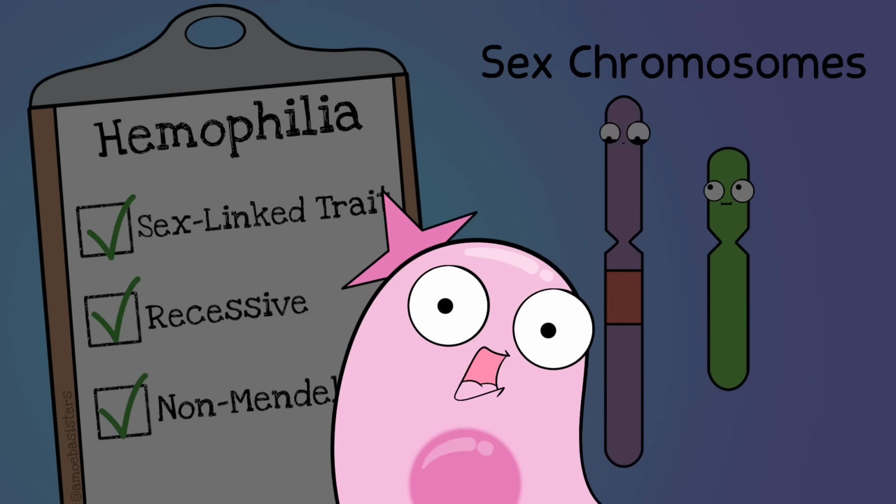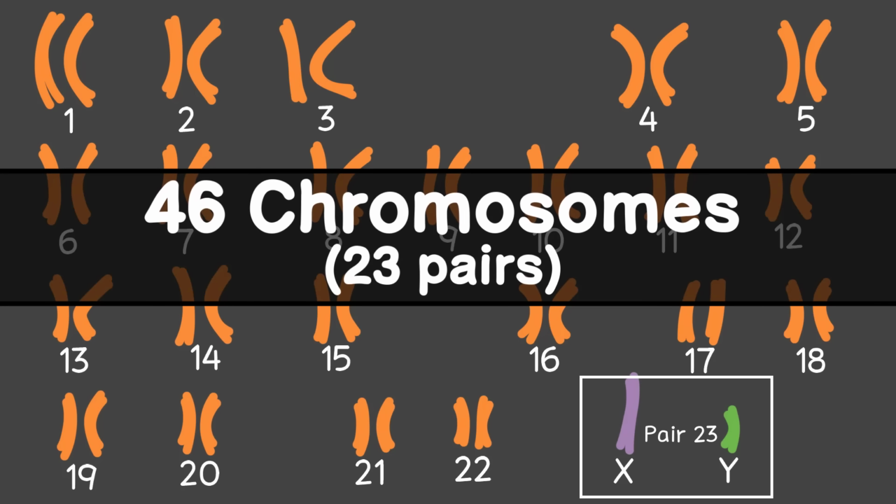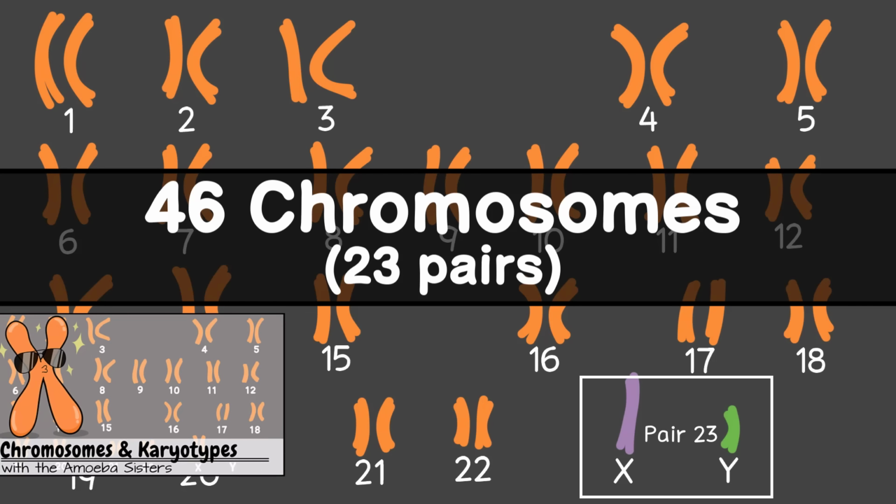What is a sex chromosome? Well, first take a look at this karyotype, which shows a human's chromosomes. This karyotype has 46 chromosomes arranged here in 23 pairs. 46 is the general number of chromosomes in humans, but as we mentioned in our karyotype video, individuals can have more or fewer than 46.